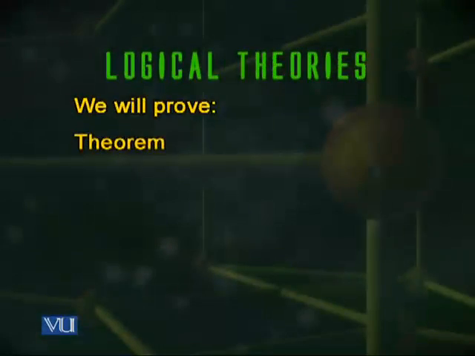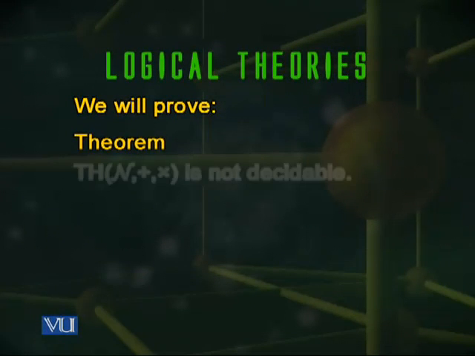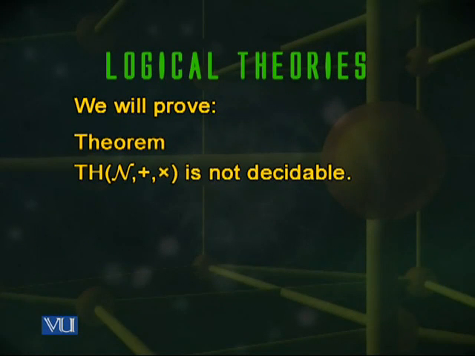And we'd be sure that one day that algorithm will output true or false, telling us whether the Goldbach's conjecture is true or whether it is not true. So it would be very nice if this theory were decidable. We will prove that this theory is not decidable. The theory of N, plus and cross is not decidable.